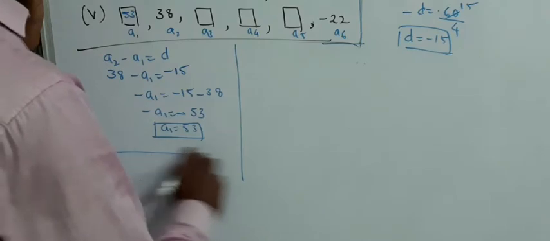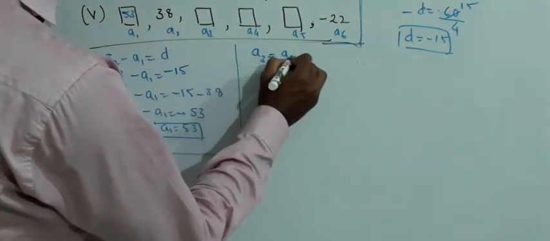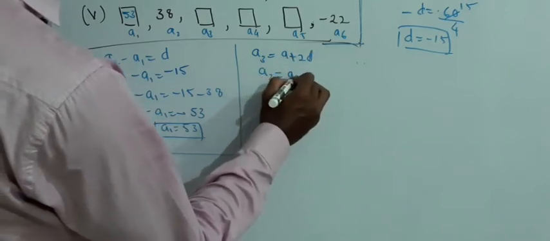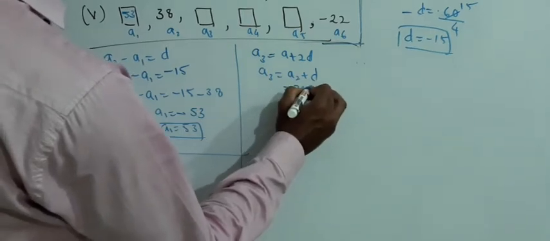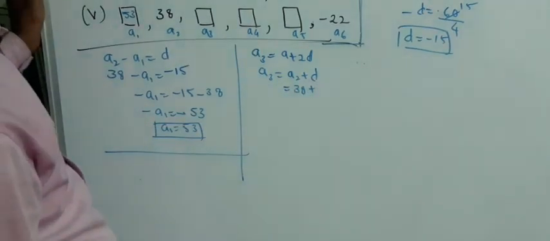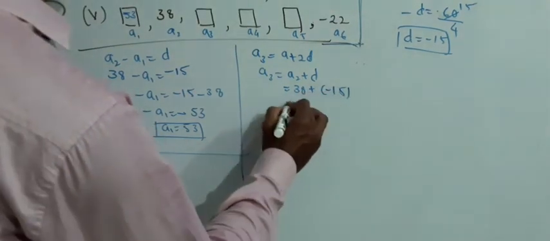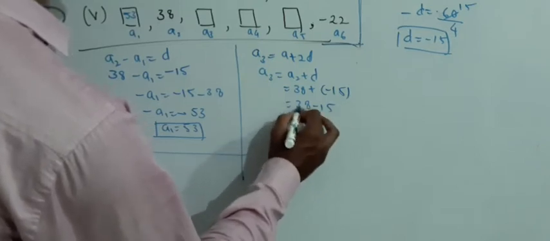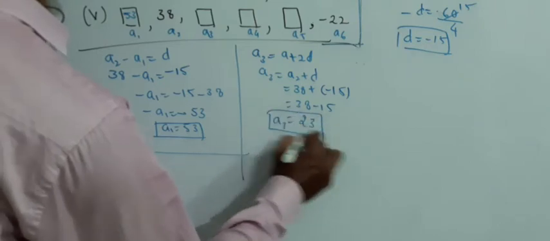Next, we calculated A1, we need to calculate A3. A3 is equal to A plus 2D, or else A3 is equal to A2 plus D. What is A2? 38. What is D? Minus 15. 38 minus 15, that is 8 minus 5, 3, 3 minus 1, that is 23. A3 is 23.